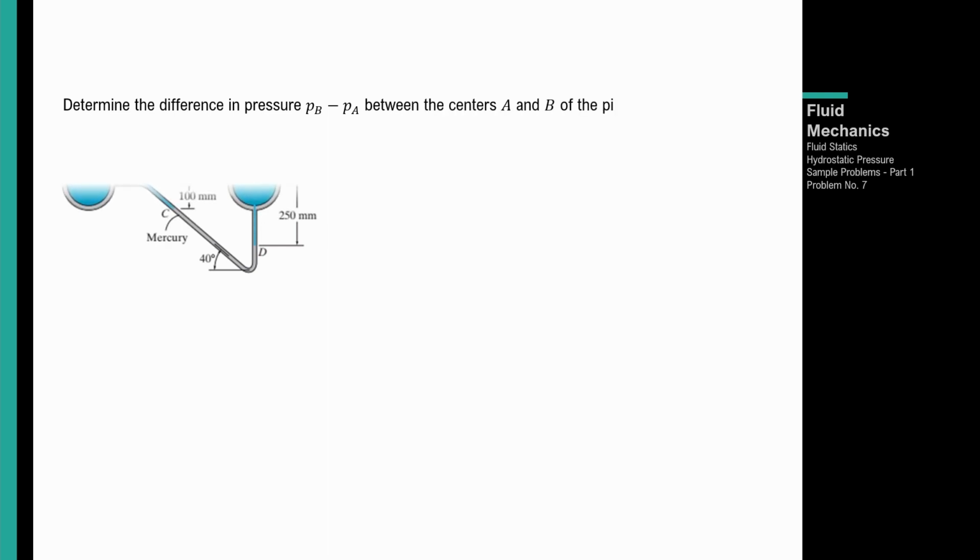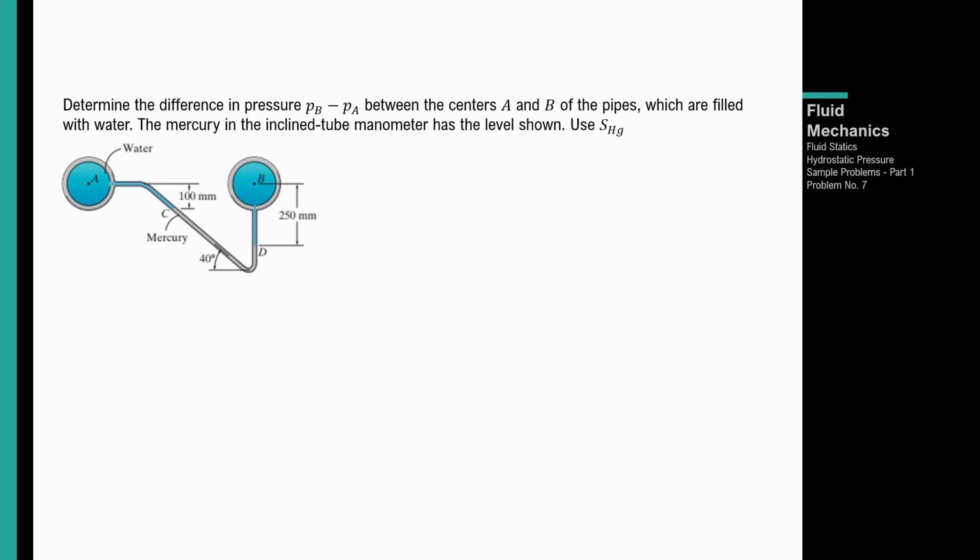Problem number 7. Determine the difference in pressure, P sub B minus P sub A, between the centers A and B of the pipes which are filled with water. The mercury in the inclined tube manometer has the level shown. Use the specific gravity of mercury, which is equal to 13.55. So, pressure B minus pressure A, or the difference in pressure at points B and A.